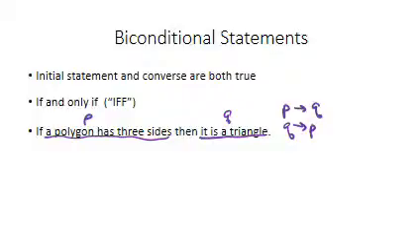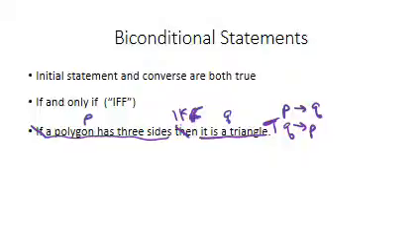So let's see if it works. If a polygon is a triangle, then it has 3 sides. Yes, true. So I have a true converse to go with my true initial statement. So I actually have a biconditional. So to change this in words, I cross out the if, I cross out the then, I replace the then with "if and only if," and now my statement reads, whoops, that did not come out so well. A polygon has 3 sides if and only if it is a triangle. And that is a way of saying both the initial statement and the converse at the same time.